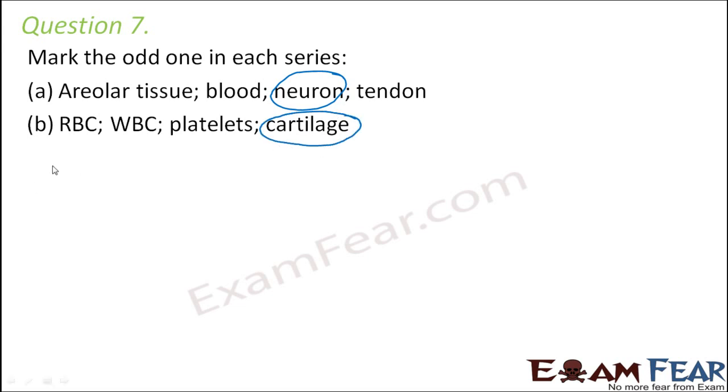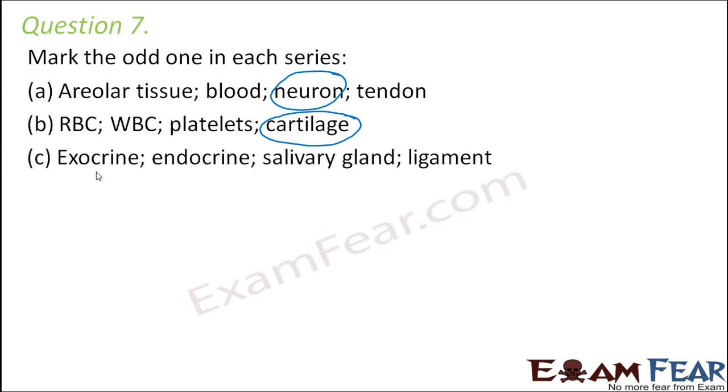Now, just to know if you have understood the lesson well, which is the fourth component of blood? RBC, WBC, platelets and? Yes, you are right. Blood plasma. The next series: exocrine, endocrine, salivary gland and ligament. Exocrine is a gland, the glands with ducts. Endocrine glands are again the ductless glands. Salivary gland is again a gland. Ligament is not a gland, it is a connective tissue. So ligament is the odd one out.